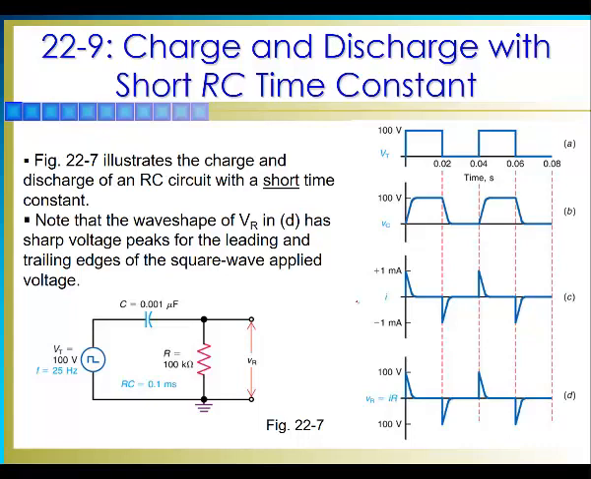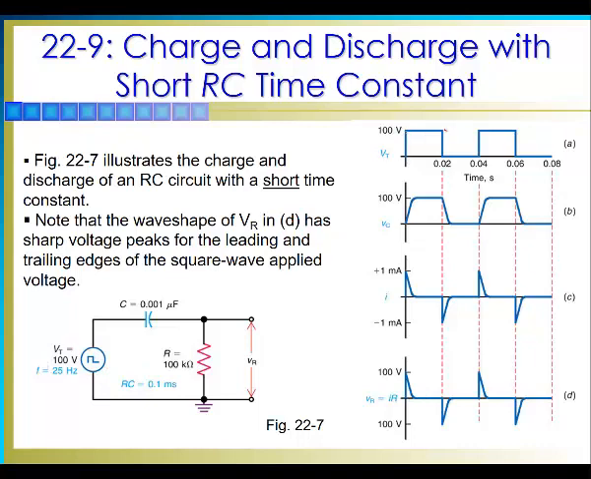Now, this figure illustrates the charge and discharge of an RC circuit with a short time constant. Note that the wave shape for VR, the voltage on the resistor, in section D, which is the one at the bottom, this one right here, has sharp voltage peaks for the leading and trailing edge of the square wave applied voltage. This is the applied voltage.